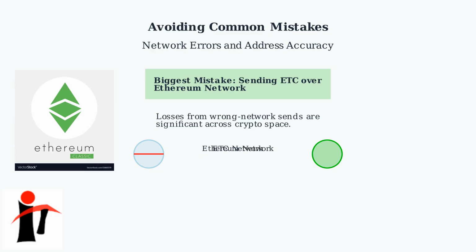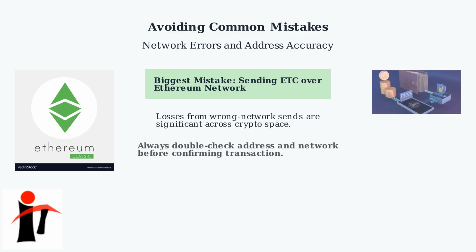Sending ETC to an Ethereum address will result in permanent loss of funds, since the two networks are completely separate and incompatible. To help prevent these costly errors, Robinhood implemented in-app warnings in 2025 that alert users when they're about to send crypto to the wrong network or address. These warnings have helped reduce user errors significantly.